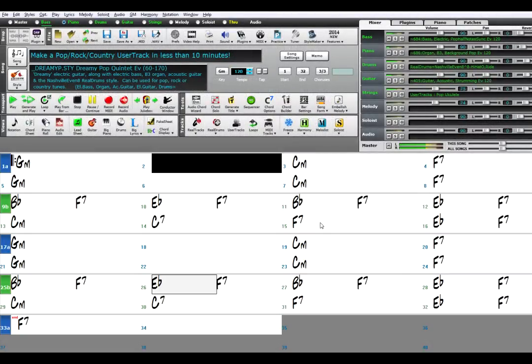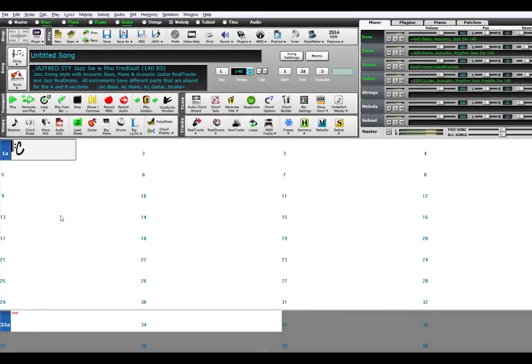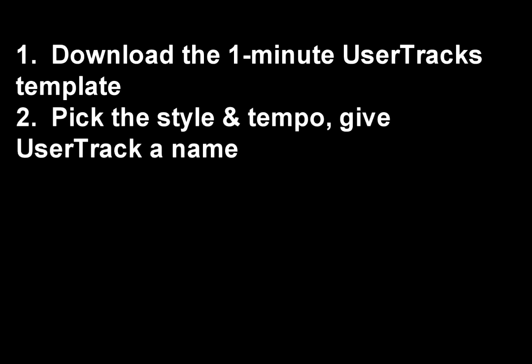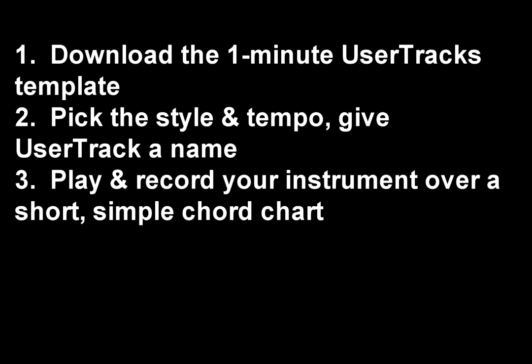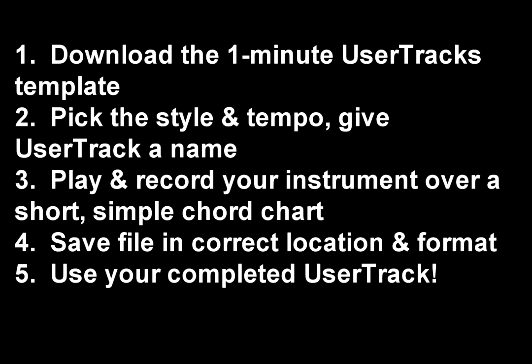So now I'm going to go back in time a bit and show you exactly how I made this ukulele user track. I'm about to make a ukulele user track, and the steps of making user tracks include step 1, downloading our 1-minute user tracks template. Step 2, picking the style and tempo you want to record at and giving your user track a name. Step 3, playing and recording your instrument playing over a short, simple chord chart. Step 4, saving your file in the correct location and format, at which point the user track is finished, and then you can go to step 5, use your completed user track.